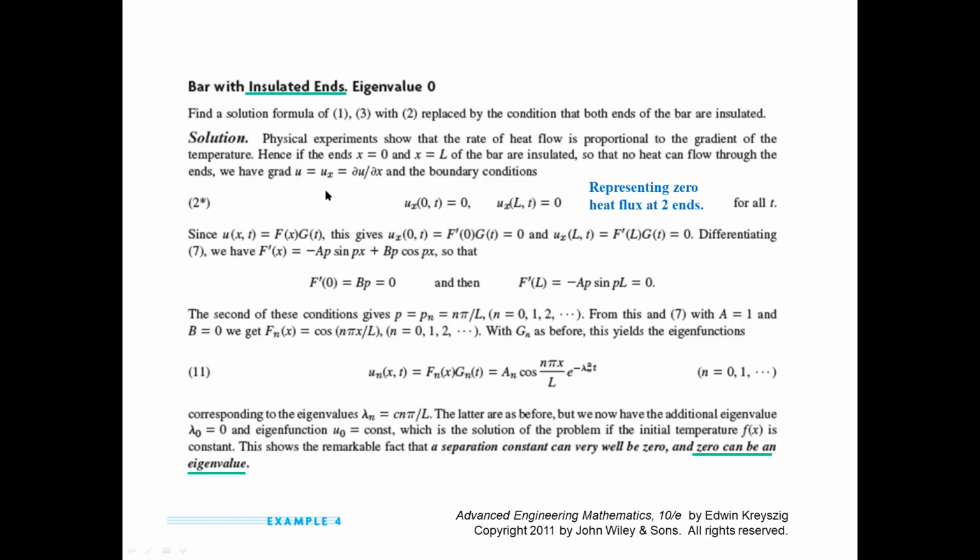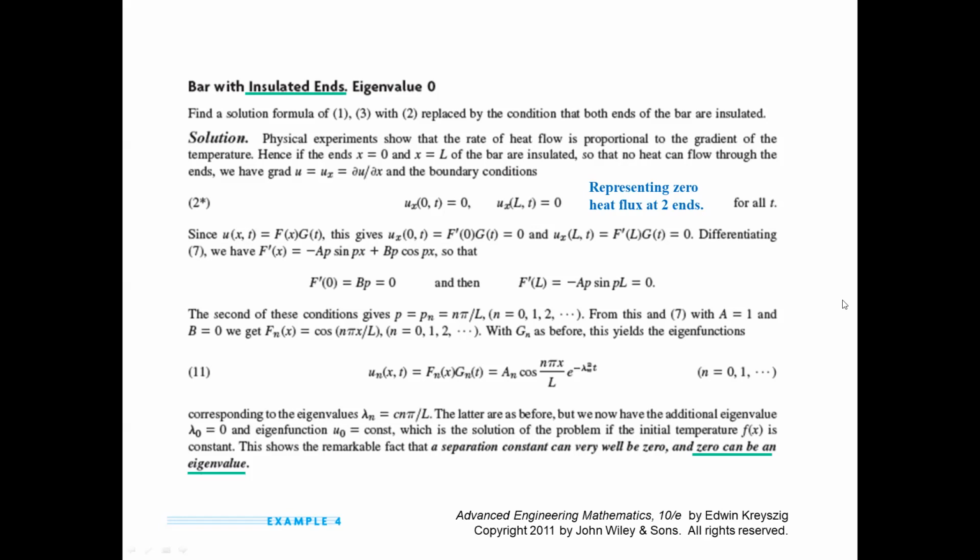Heat flux is the derivative of temperature with respect to x. So no heat transfer. This boundary condition means at x equal to 0, the partial derivative of u with respect to x equals 0. At x equal to L, the partial derivative of u with respect to x also equals 0. So how do we solve the problem? By using separation of variables.